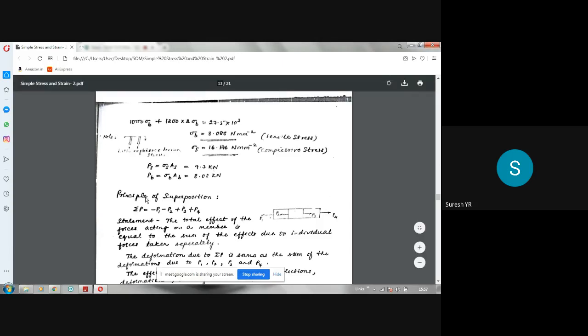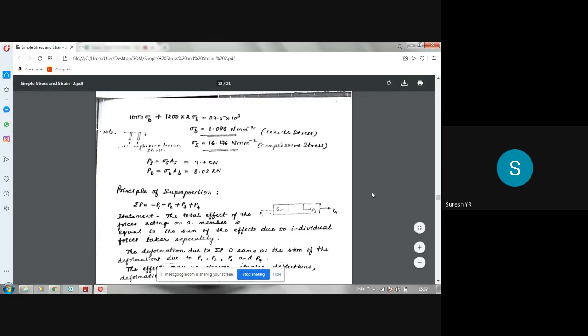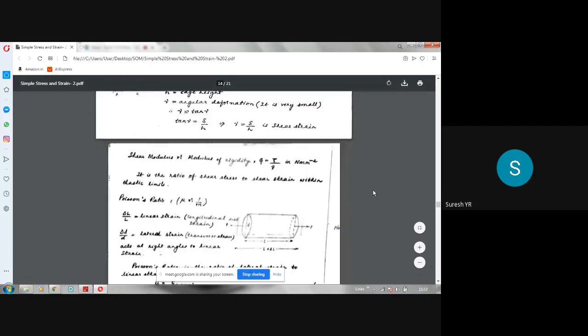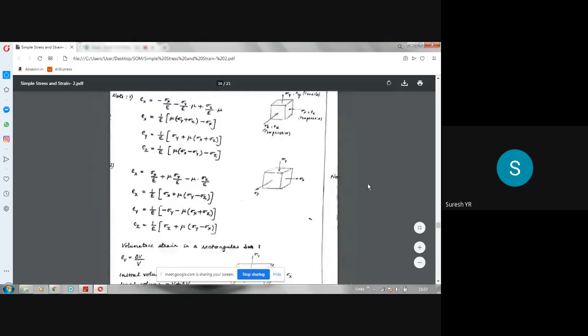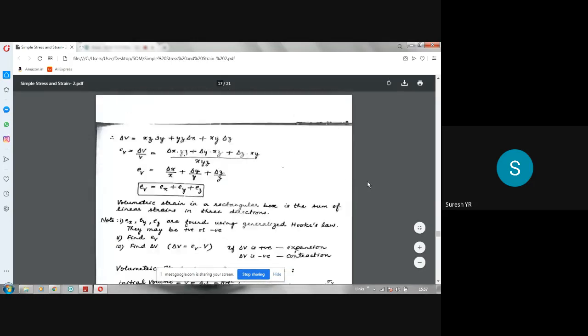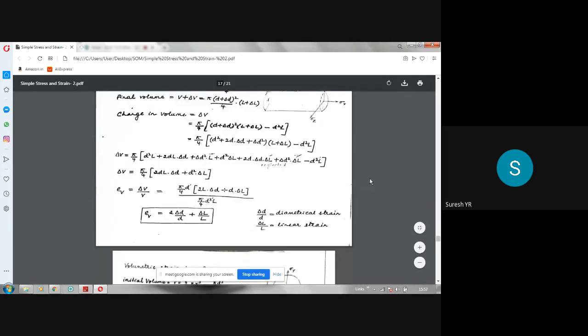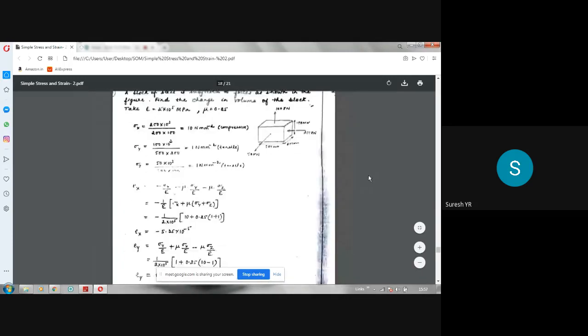Now in the next class, I will be going for the principle of superposition, then Poisson's ratio, which is another elastic constant, then bulk modulus of elasticity, then shear stress, generalized Hooke's law. A lot of things are there to discuss. So I will be taking that in the next class.